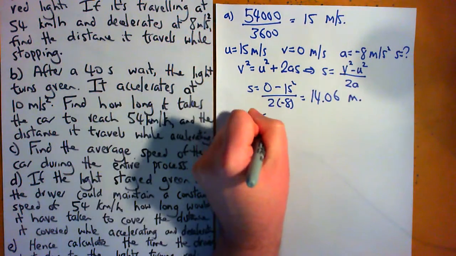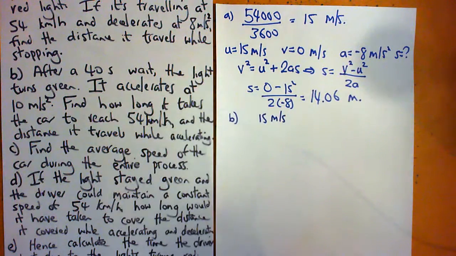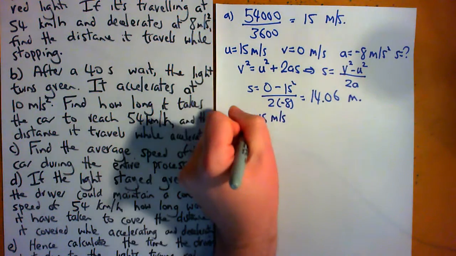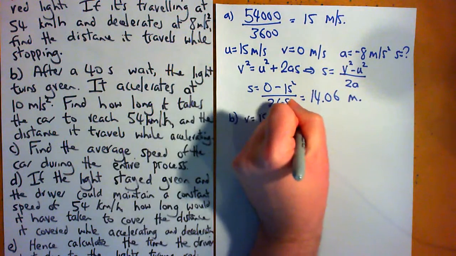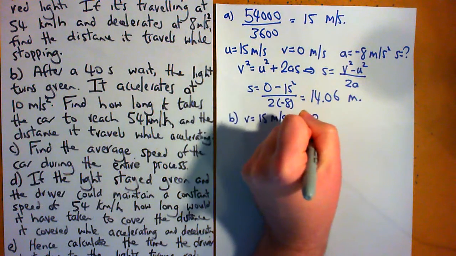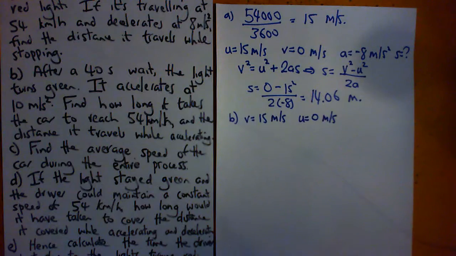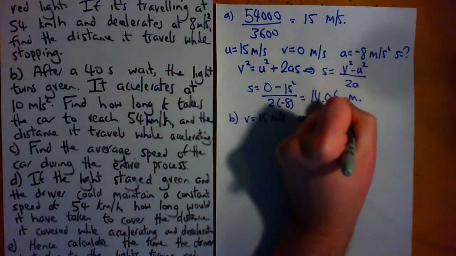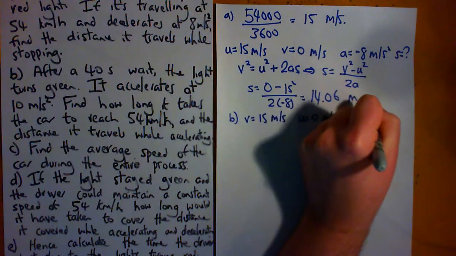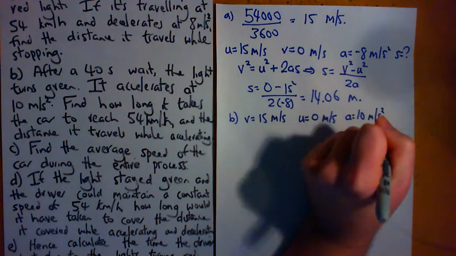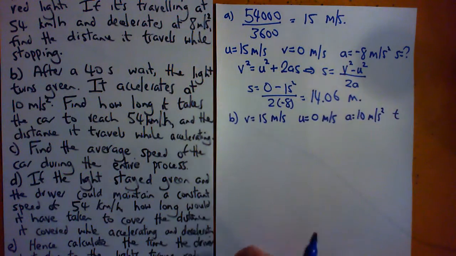So again, we're dealing with 15 meters per second. The car is coming up to speed, so it's accelerating again after the light turns green. So this will now be the final speed, and it was at rest while waiting for the light to turn green. So we've got an initial speed of 0, and the car accelerates at 10 meters per second squared. And first thing we need to find is the time.